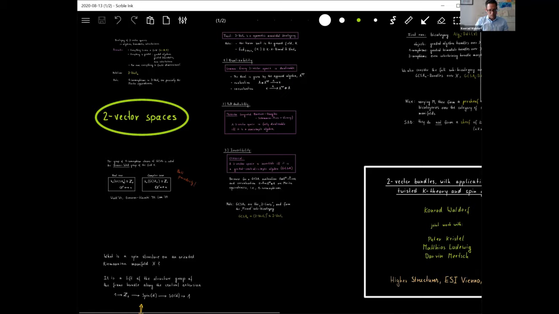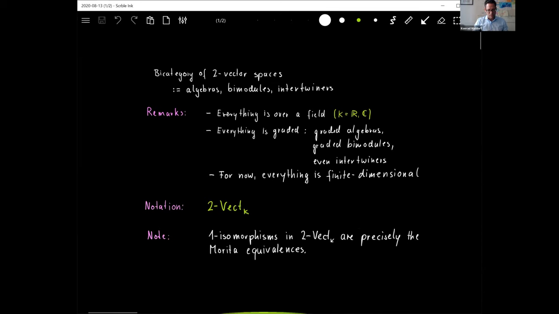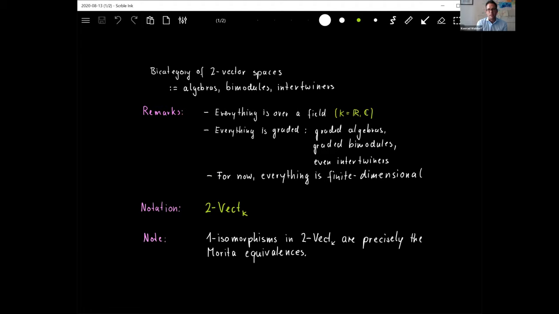So this is about 2-vector spaces. And let me start by reminding what a 2-vector space is, at least the way we think about it. So a 2-vector space in this talk will be an algebra. And the important thing about 2-vector spaces is just that the morphisms are not algebra homomorphisms, but bimodules. So we have seen several talks already in which this bicategory of algebras, bimodules and intertwiners has been used and explained.